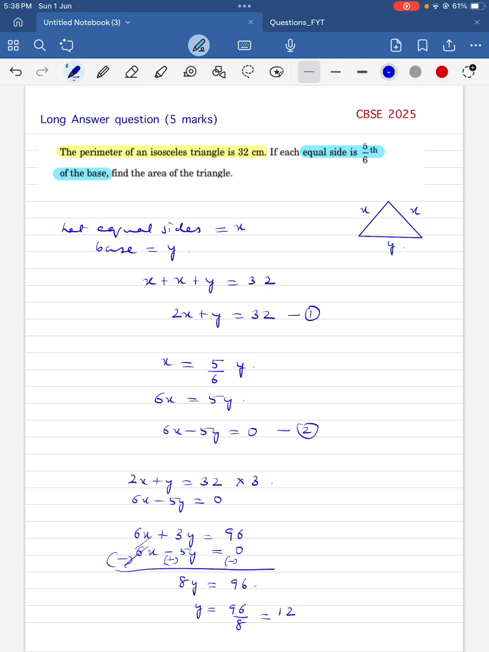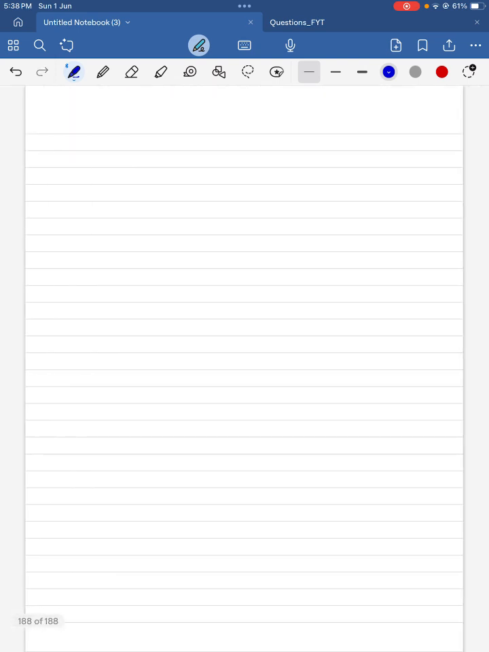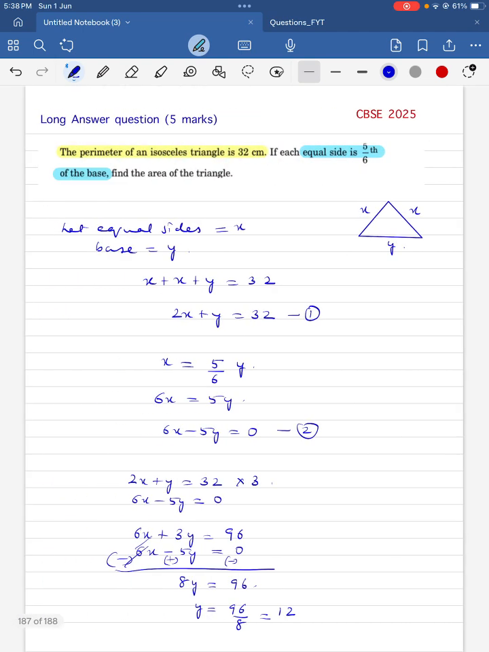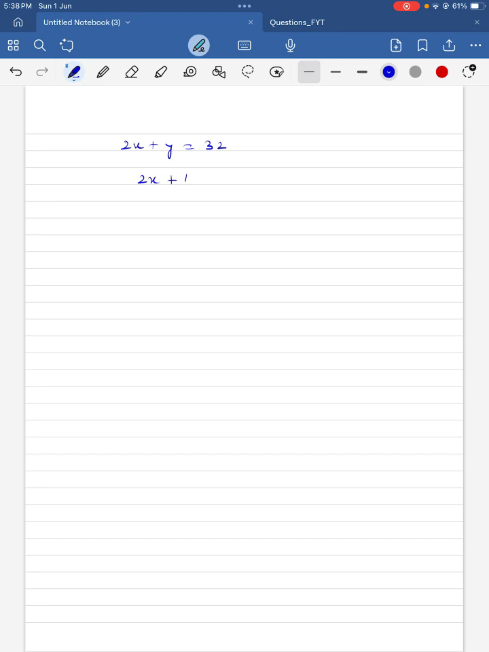Now that we have the value of y, let's substitute it in the second equation or even the first equation. I think the first equation is better. So 2x plus y we know is equal to 32. Let me replace y with 12. And this gives me 2x is equal to 32 minus 12, or 2x is equal to 20, or the value of x is now 10. So the equal sides are 10 and the base y is 12.